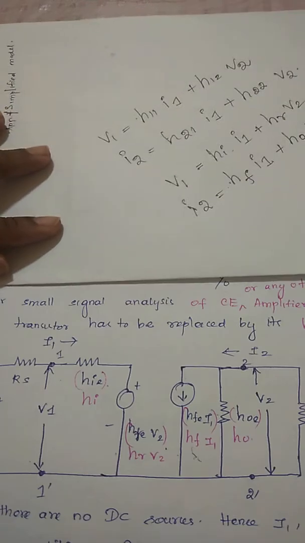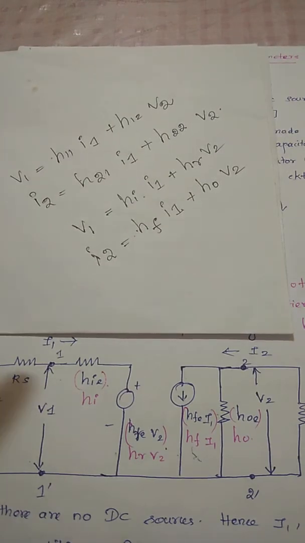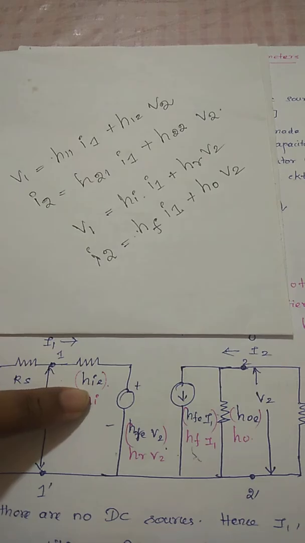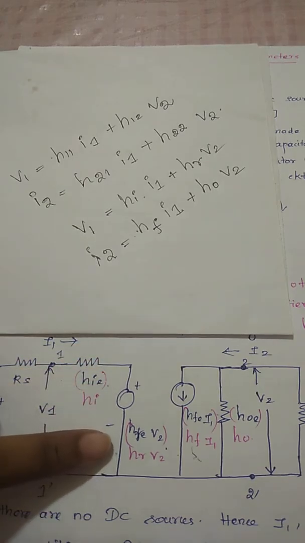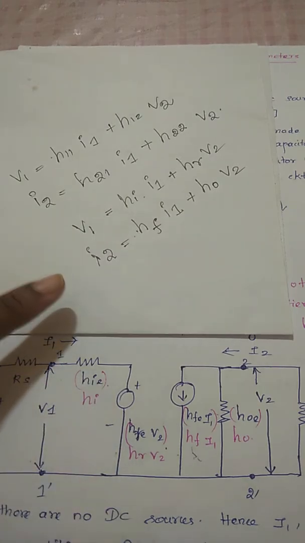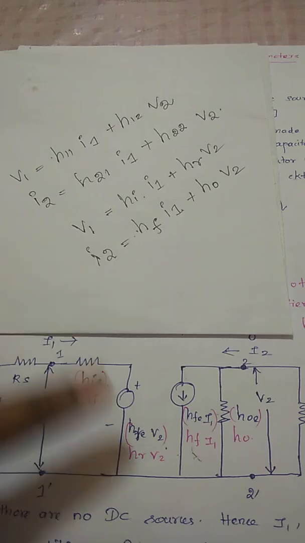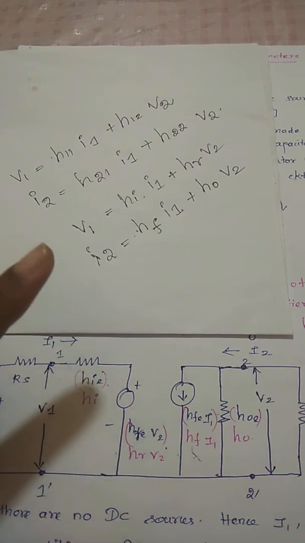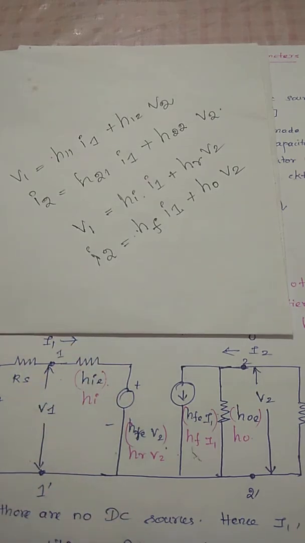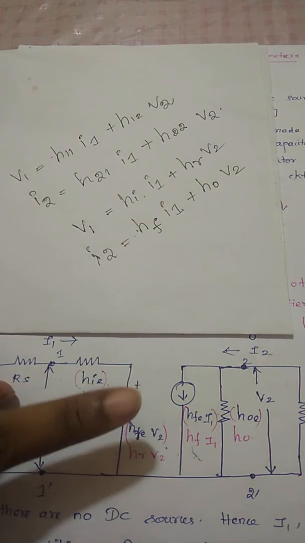So now if you see the first equation, V1 is equal to HI I1, and HR V2 is considered as a voltage source, the reverse voltage gain, so a voltage source. The next equation, I2 is equal to HF I1 plus HO V2. HF is the current gain, so a current source, and HO is an admittance, so here I have used a parallel resistance, HO.